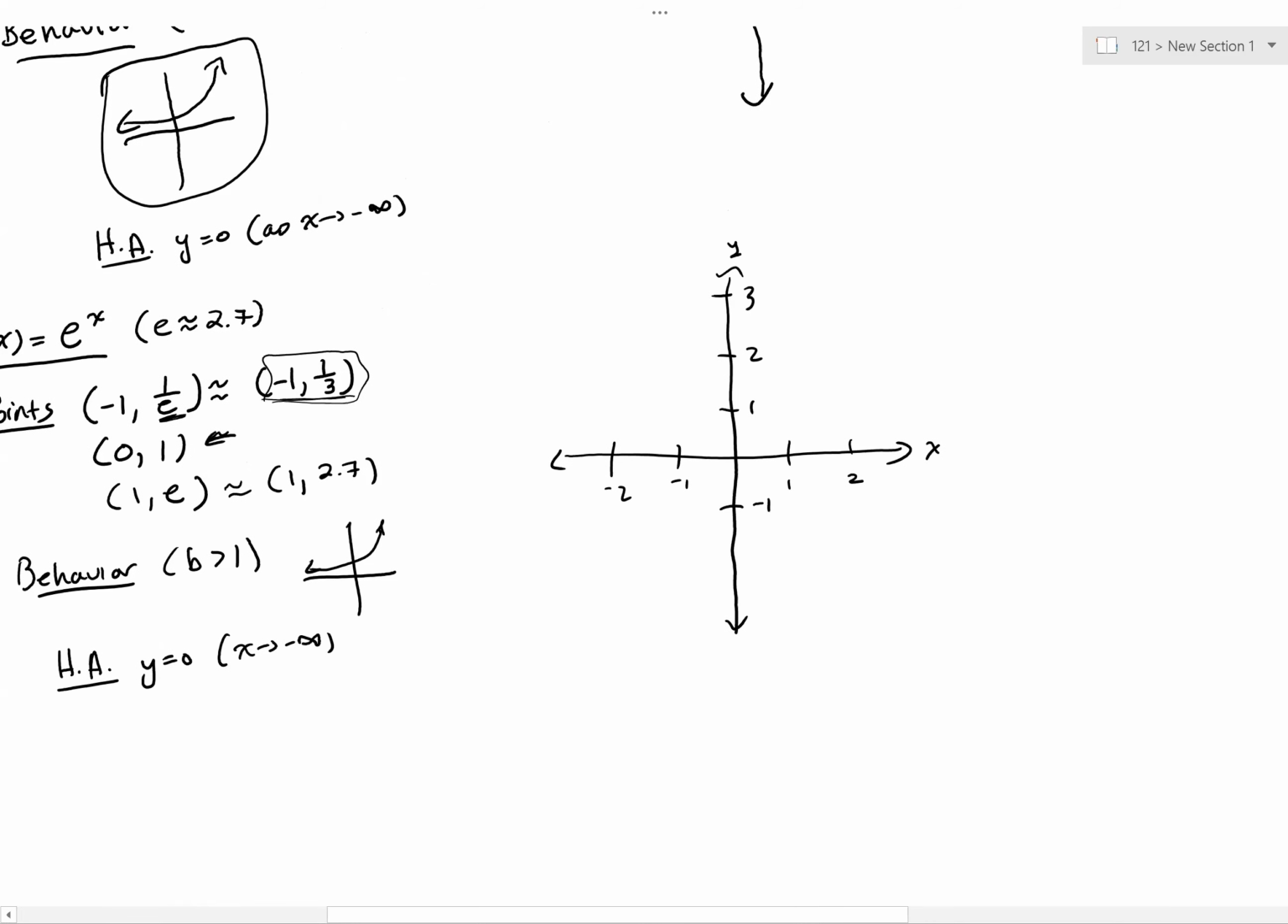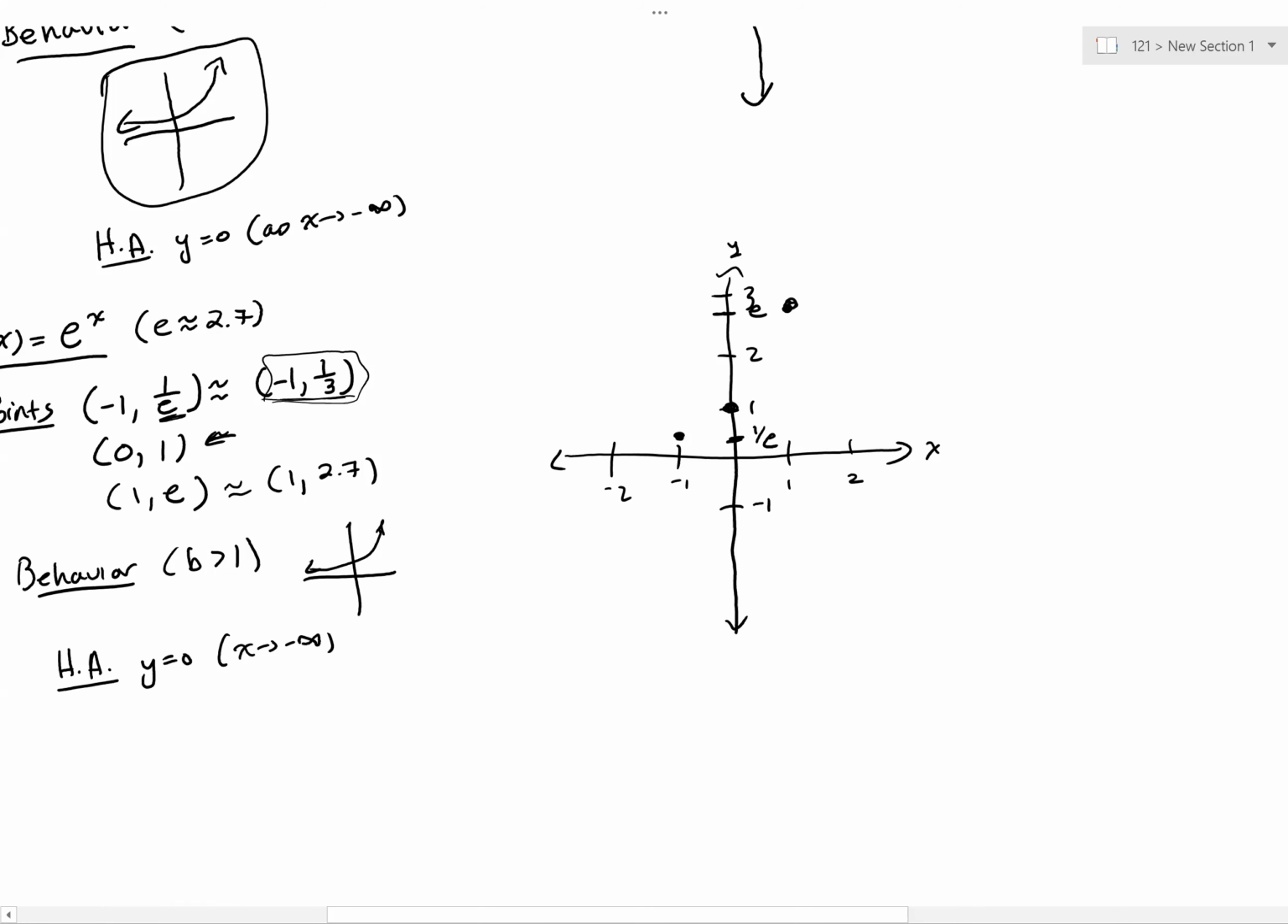So at -1, we're at 1 over e. So 1 over e is going to be right around where 1/3 is. When we plug in 0, we get 1. And when we plug in 1, we get e. E is just short of 3. Again, 2.7-ish. So we'll get that point.